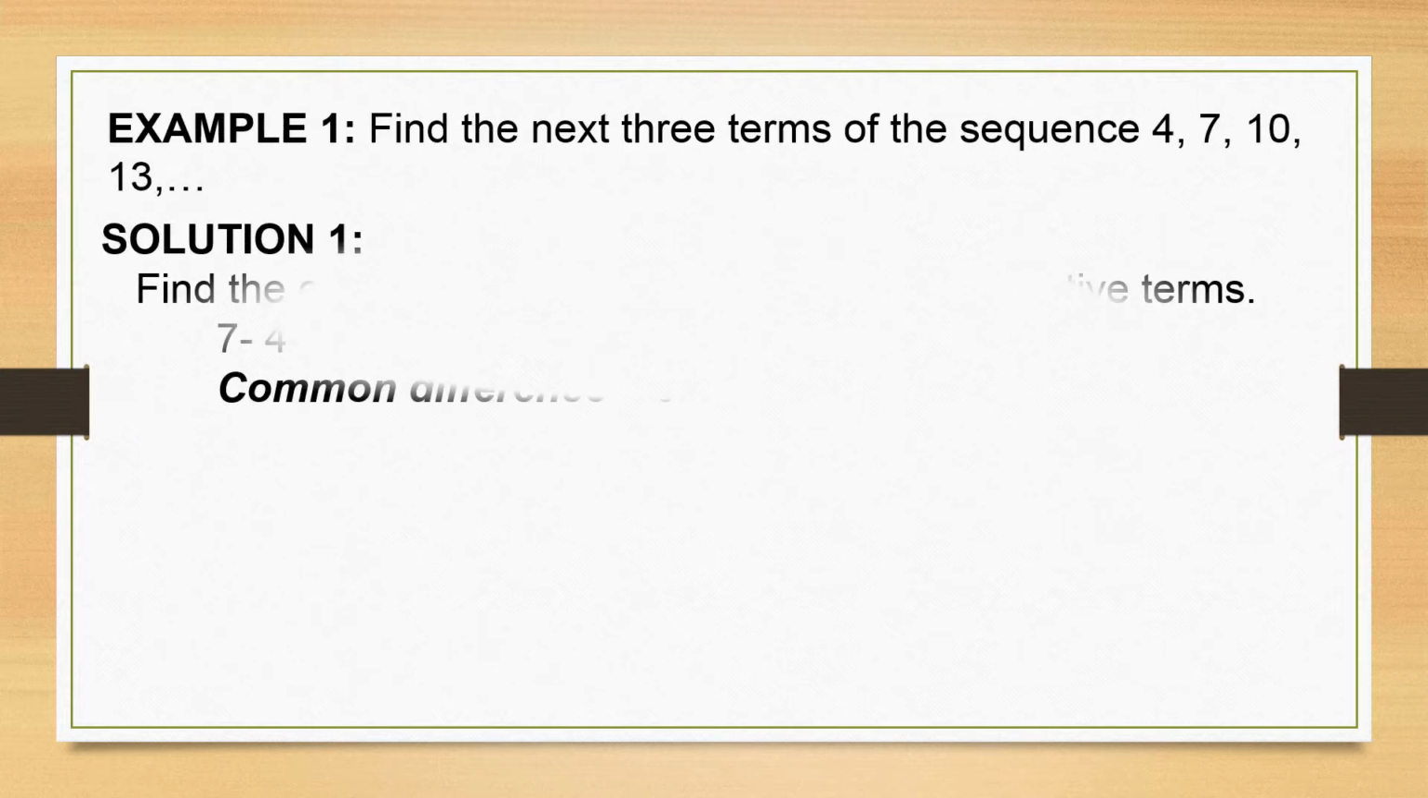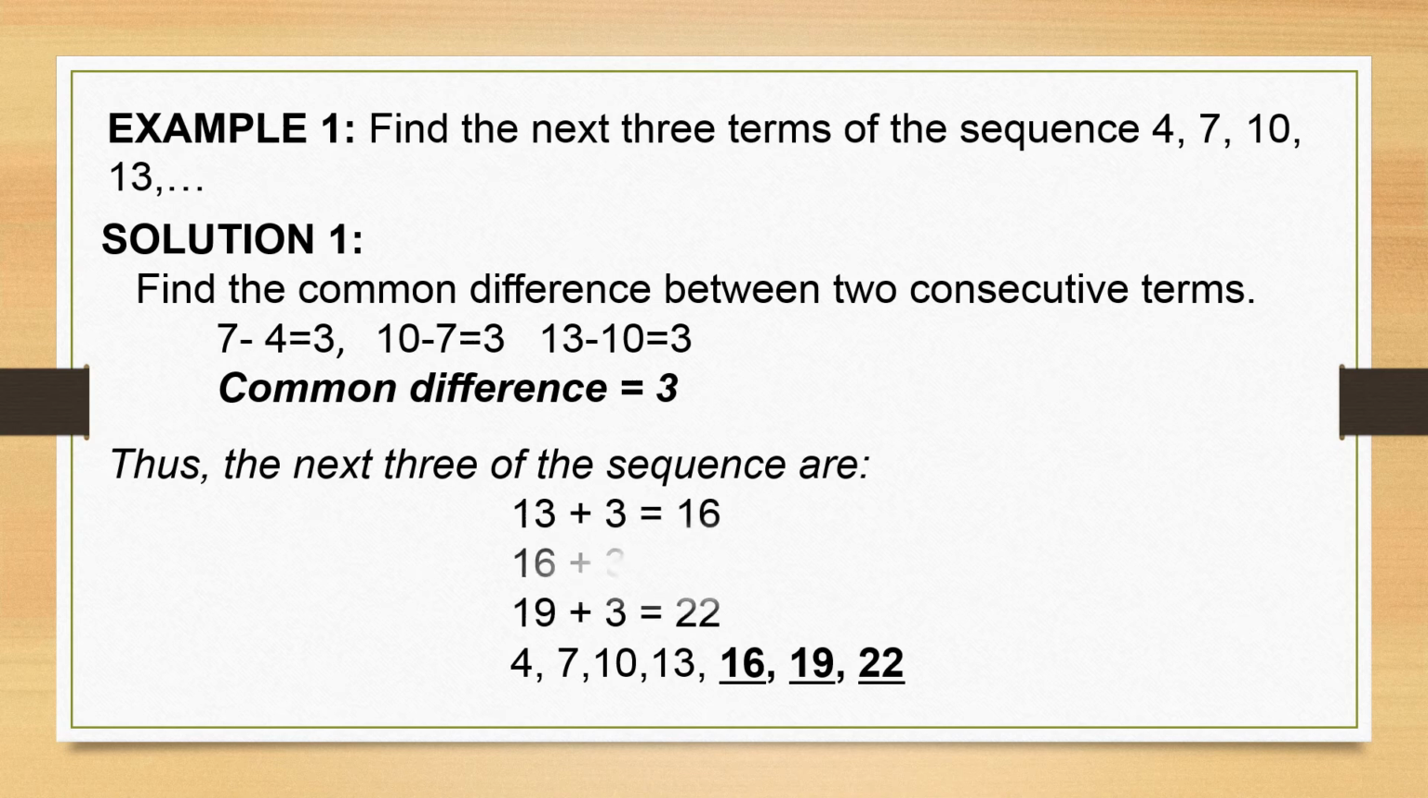Thus, the next three terms of the sequence are, because the common difference is 3, we will add 3 to the last term, which is 13, so it will become 16. Then 16 plus 3, we have 19, and 19 plus 3, we have 22. Therefore, the three terms are 16, 19, and 22, that has 3 as their common difference.